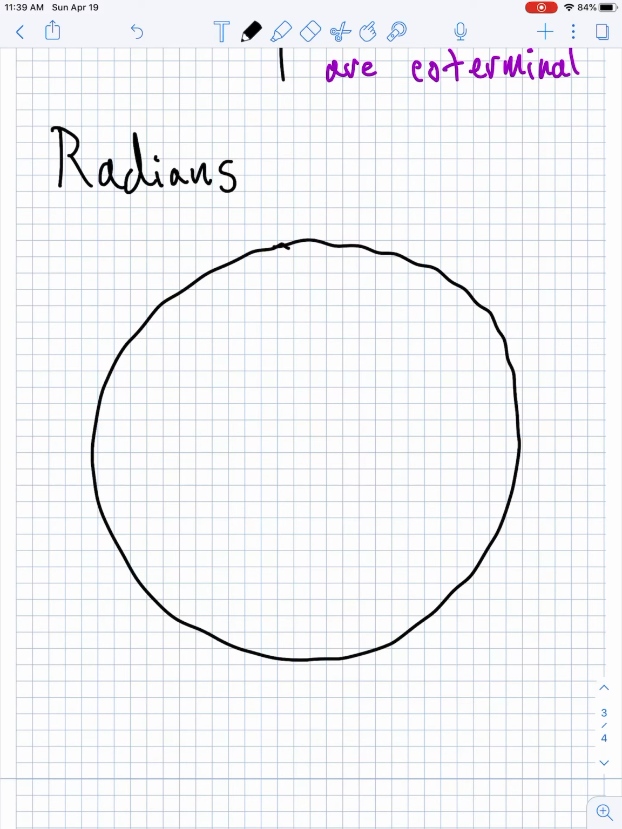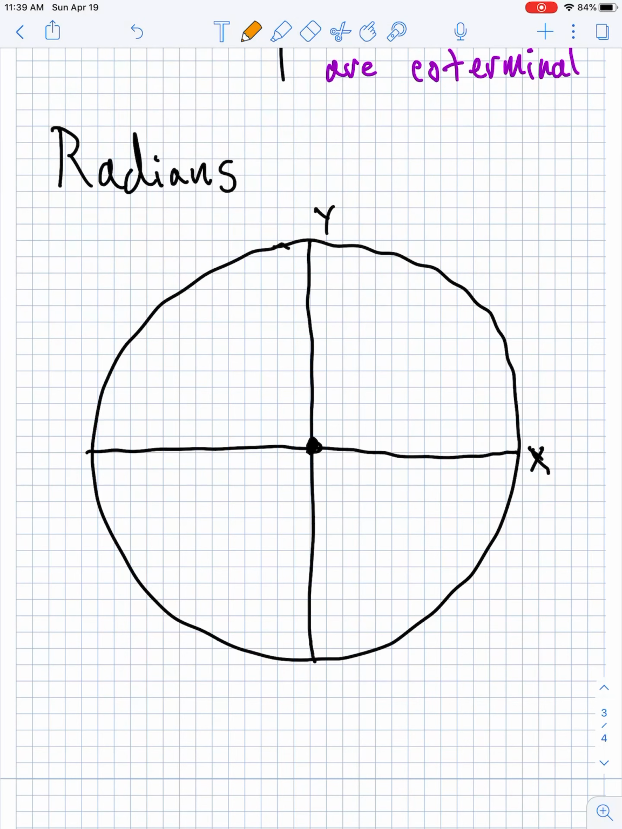Slightly better. Okay. Let's take a circle and then center it. Put the center on the origin of the XY axis. This is your x-axis, and this is your y-axis. Now, 1 radian is if you were to take the radius of this circle. Let's label it lowercase r.